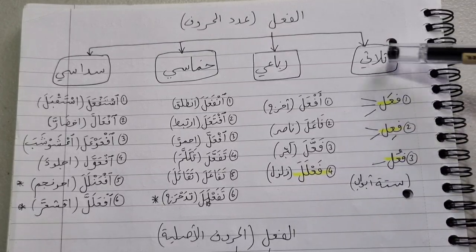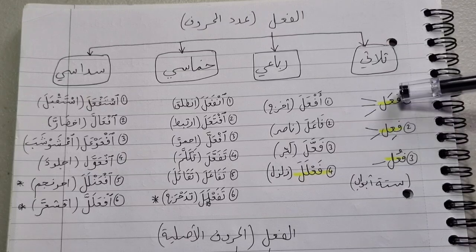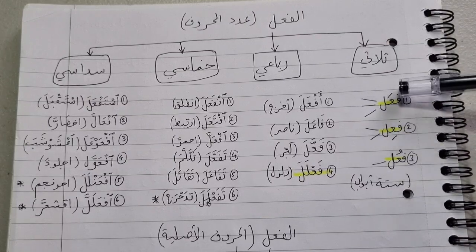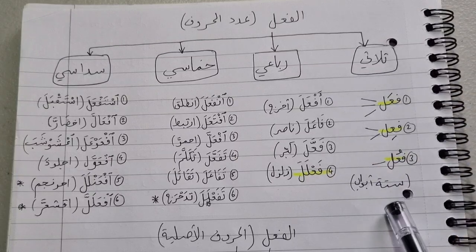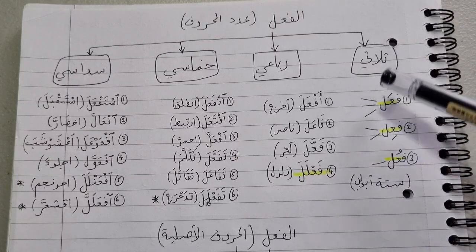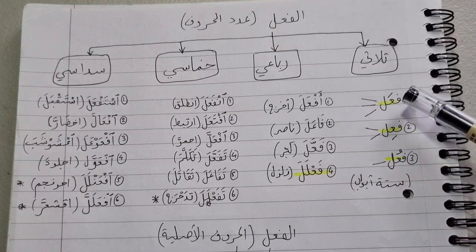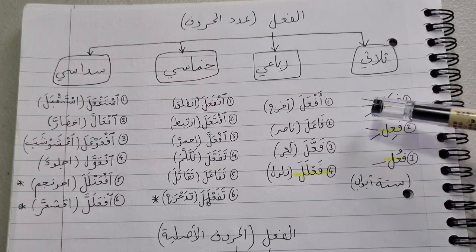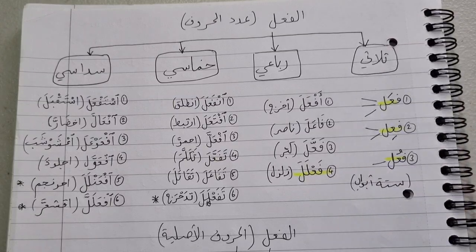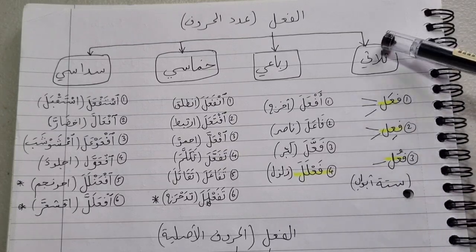So all in all, we've said there's 3 scales. That's if you're looking at the madi, the past tense verbs alone, there's 3. But if you were to combine it with the possible variants that you can get, there's going to be sittatu abwab, 6 scales in total for the thulathi. If you include the madi and its mudari' variants, in total there will be 6. This has 3, this has 2, this has 1. So there's 6 scales in total. And these scales, if you look into the books of sarf, they refer to them as abwab. So 6 groupings.